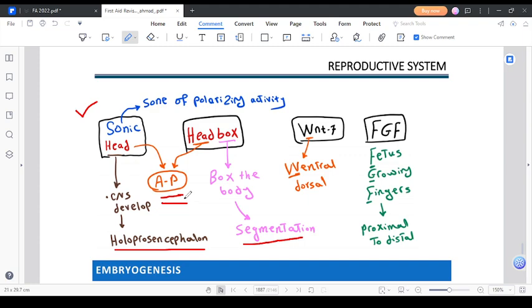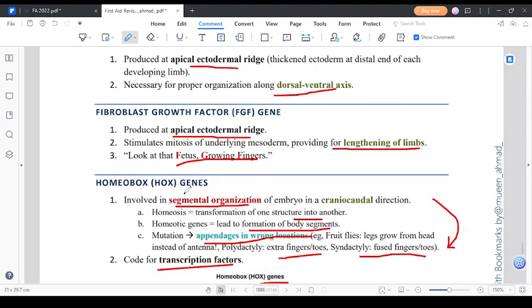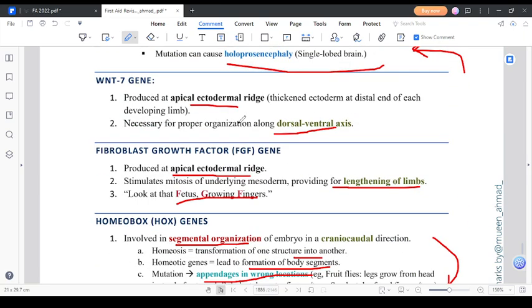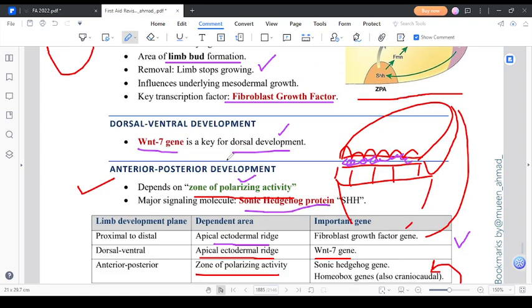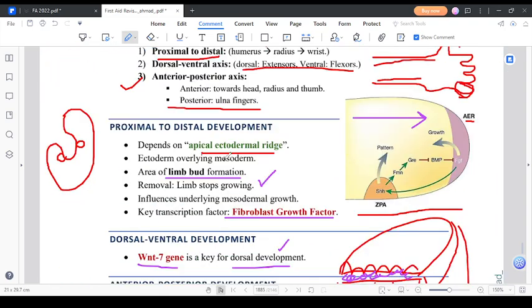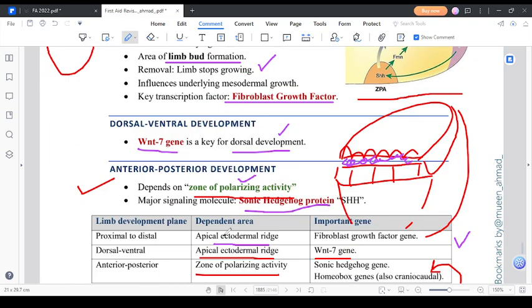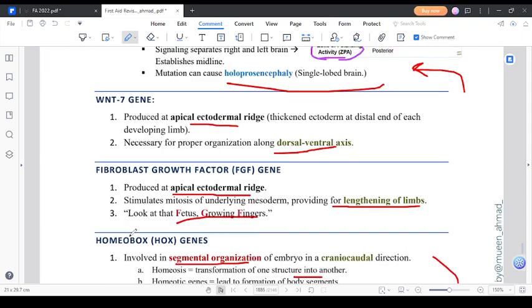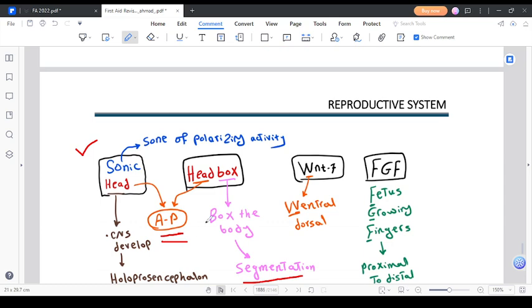Anterior-posterior direction? I don't think so. We're talking about fibroblast growth factor. Fibroblast growth factor is responsible for growth in the, where is it? It is in the proximal to distal direction. So AP here is for the apical ectodermal ridge. WNT7 is for the ventral to dorsal growth.